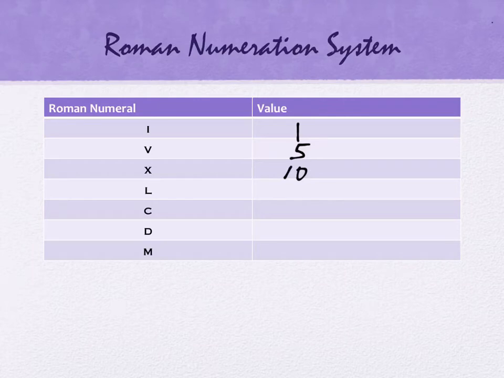The letters that come afterwards all center around that same sort of patterning where we've got 5s and 10s showing up. So the L is actually 50. The C is 100. The D, 500. And then the M, 1,000. 1s and 5s everywhere.